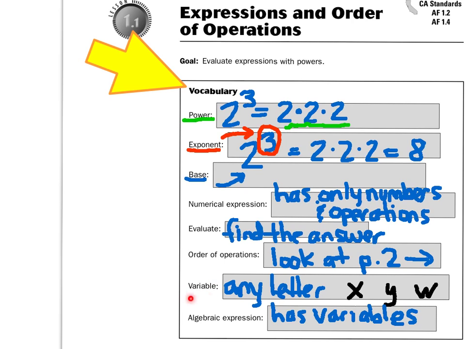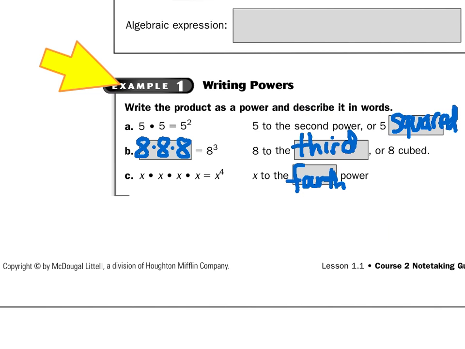Now the word variable could represent any letter, and that could be an X or a Y or a W. And then an algebraic expression has variables in it, so you will see letters in the problem.